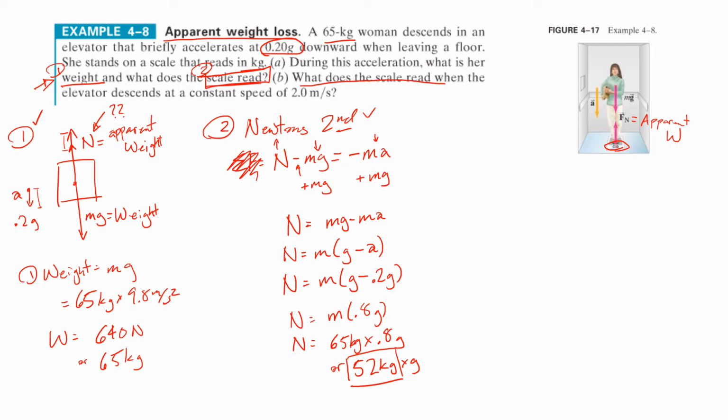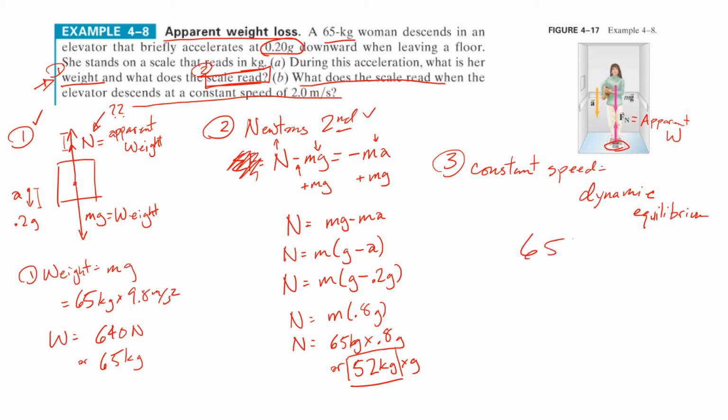What does the scale read when the elevator descends at a constant speed of 2 meters a second? Well, it's a constant speed. That means this is in dynamic equilibrium. That means the sum of forces is equal to 0. That means she's going to read 65 kilograms again, right? If we did the sum of forces, normal force minus mg is equal to 0. That means the normal force is equal to mg. Easy. Good?